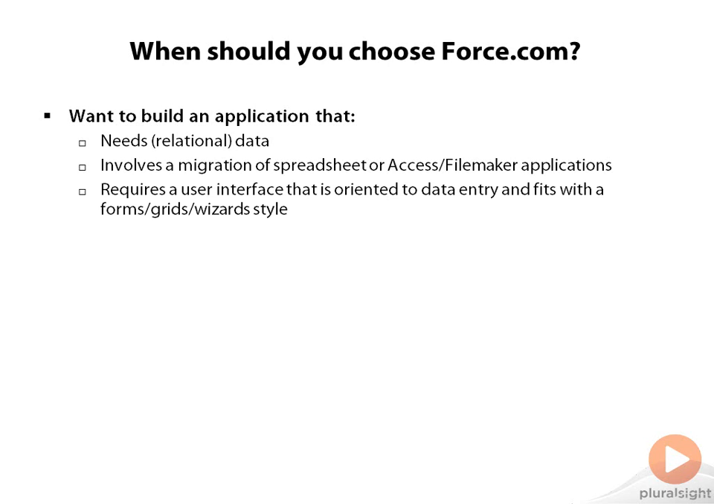If you're used to that interface where, again, you're mainly doing data entry, you're reviewing data that might fit in a sort of grids or forms or wizard style, that's going to make a lot of sense in Force.com. So if you're doing things like tracking purchases, or any sort of system where you're doing relationship management, like maybe people or partners, or you're planning events, that would make sense here.